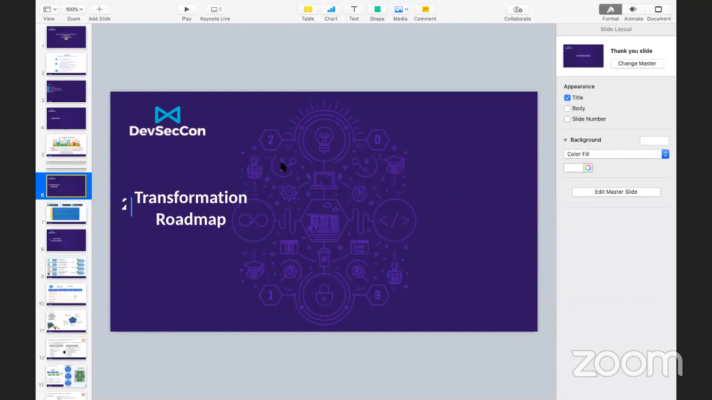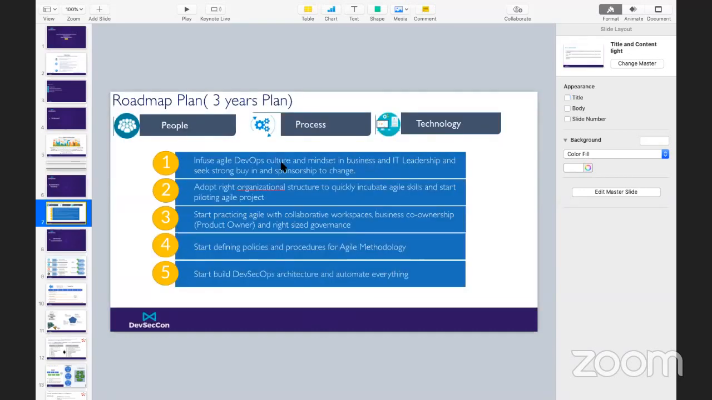And then, what is the transformation roadmap? Before we start the transformation, we are going to create a roadmap for at least 3 years. We divide it into three aspects: people, process, and technology. This is our 3 years plan roadmap for the transformation.